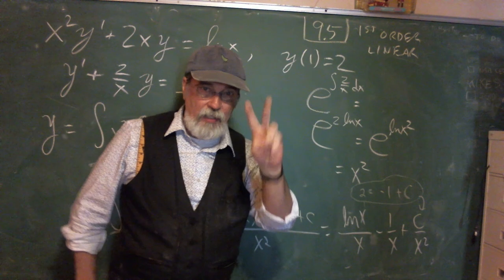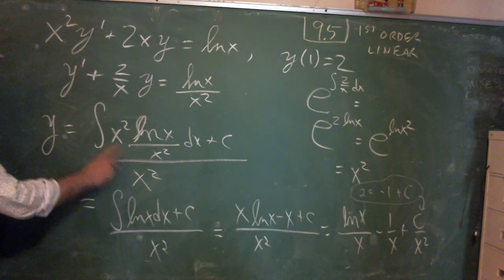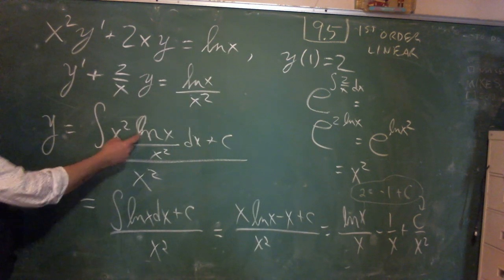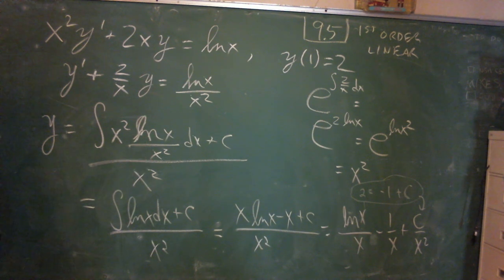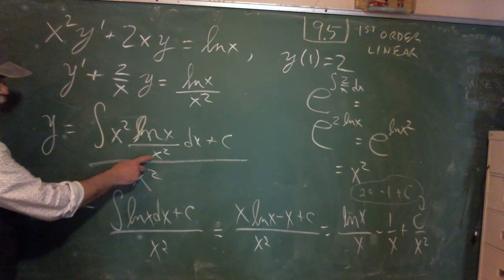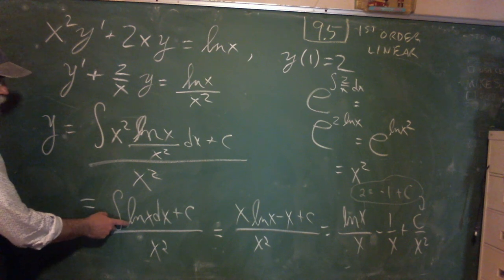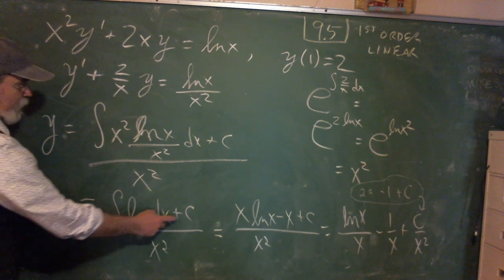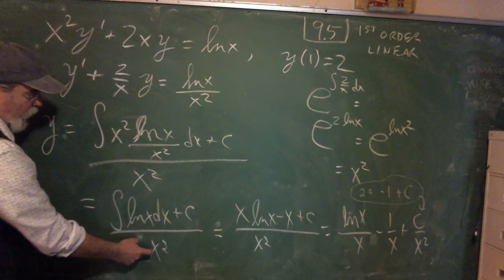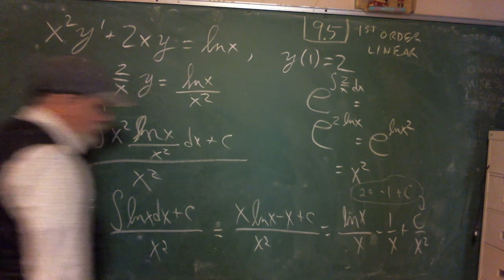I use that twice. I have x squared there and x squared there. And check it out. Natural log over x squared doesn't look so scary anymore, does it? These two x squareds cancel. So I'm just doing the integral of natural log of x dx plus c. Just drag that plus c along. Everybody divided by x squared.